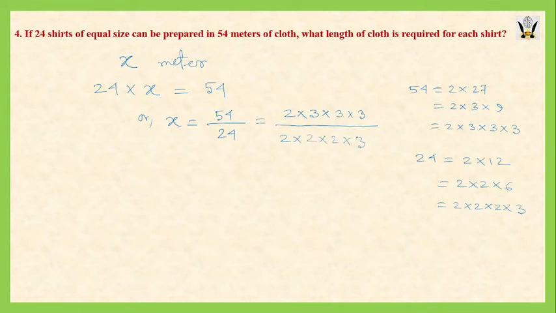Now here let's see how many factors are common in the numerator and denominator. This 3 will cancel each other, 2 will cancel each other, and there are no more common factors which can cancel each other from numerator and denominator. So finally in the numerator we will be having 9, and the denominator will be having 4. So this is the value of x, or this 9 by 4 meter cloth is required to make one single cloth.